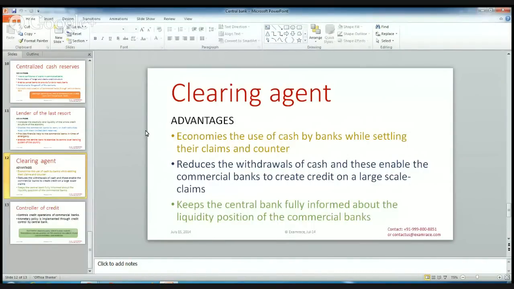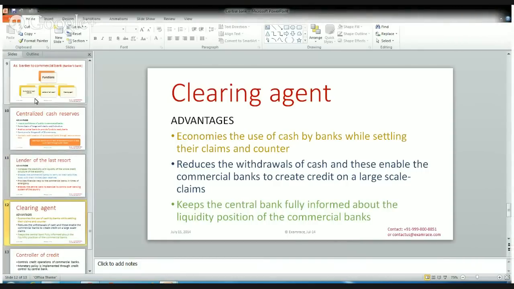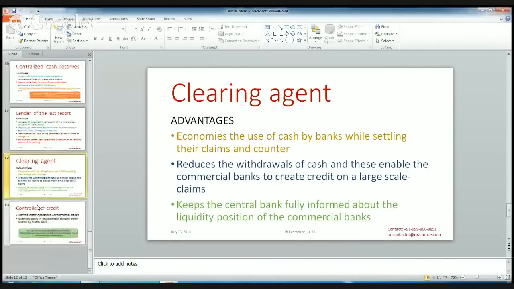It also reduces the withdrawals of cash, and this enables the commercial banks to create credit on a large scale. If the bank doesn't have to borrow money, and the central bank helps to clear and settle their claims and counterclaims, then they don't need to withdraw cash and pay to the other bank. So it reduces the withdrawals of cash, and it also keeps the central bank fully informed about the liquidity positions of the commercial banks. So this is the function performed by the central bank as a banker to the commercial banks.